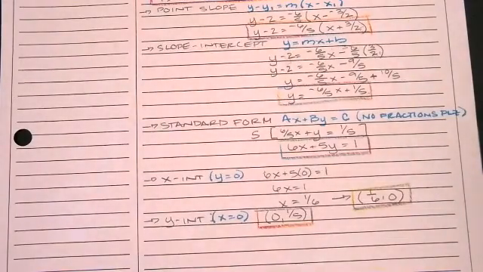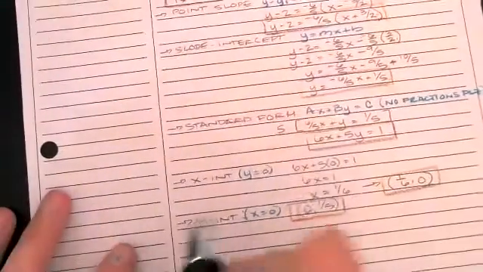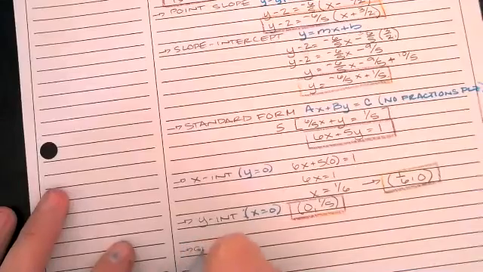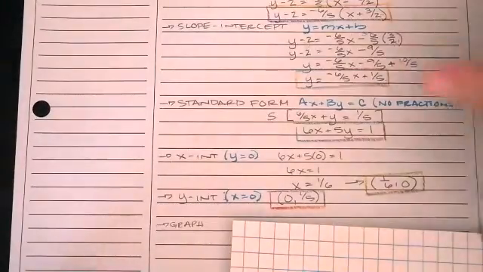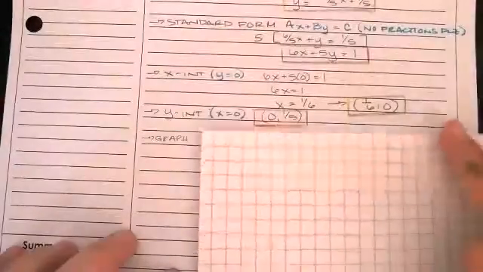So from there, the next thing we have to do is graph the equation. So, trusty graph paper. I'm going to graph this form, slope-intercept form.